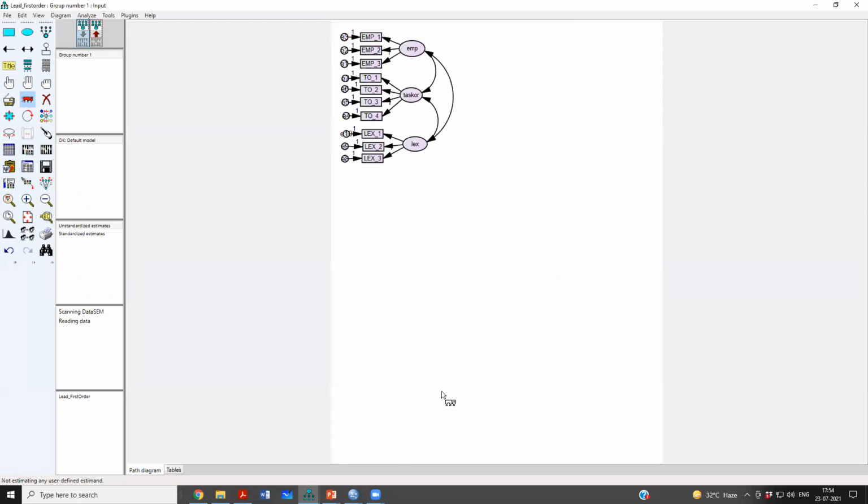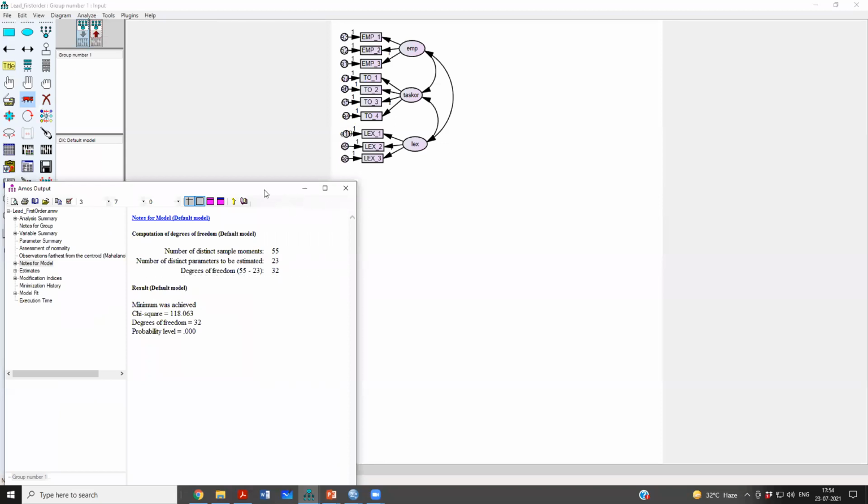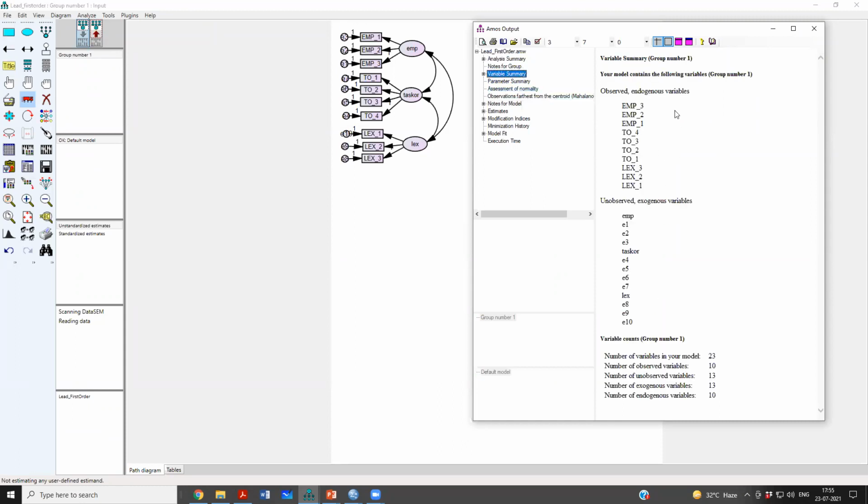Okay, so this is the output on the parameters to be estimated. So degrees of freedom is k plus 1 by 2 minus number of parameters. This is the chi-square degree of freedom probability. Analysis, notes, variables. These are the observed items. So these are the 10 items: EMP 1 to 3, TO 1 to 3, 4, and LEX 1 to 3.